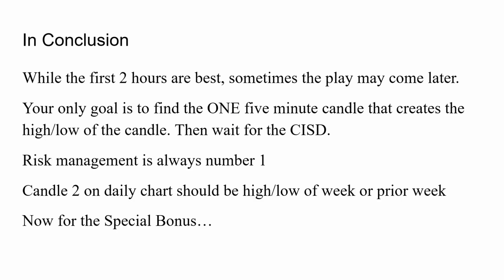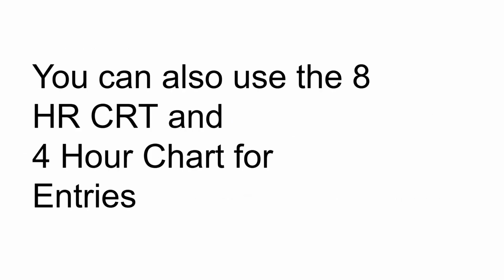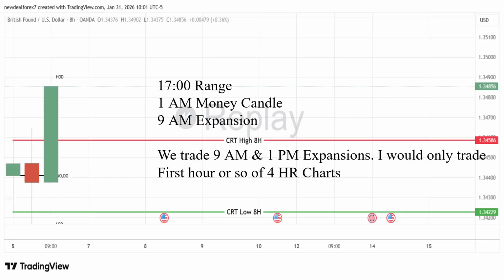Okay, so for the special bonus, you can also use the 8 hour candle range theory and 4 hour chart for entries. And just a brief example, this is an 8 hour chart. We have candle one, candle two, and then candle three. Remember that this candle three on the 8 hour chart is made up of two 4 hour candles. And ideally, you would hope to see two green candles. That would just make them up.